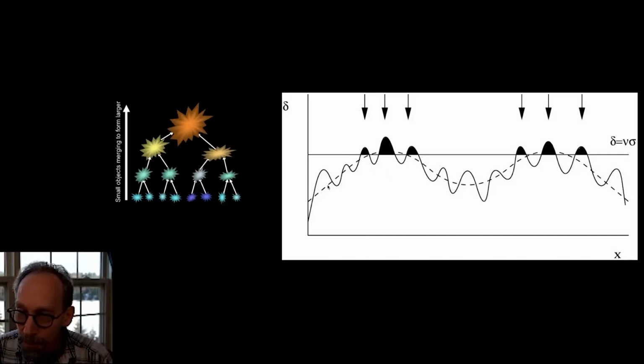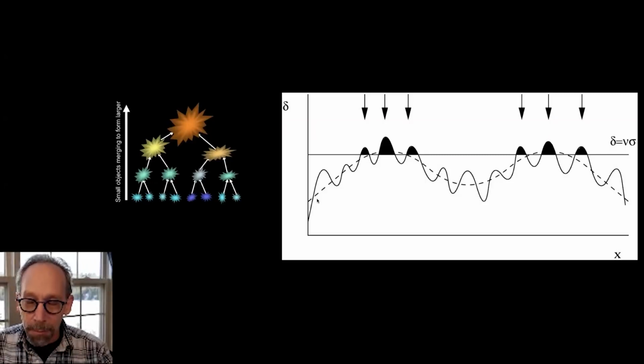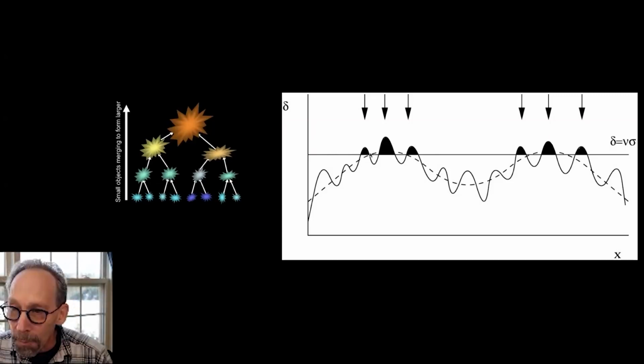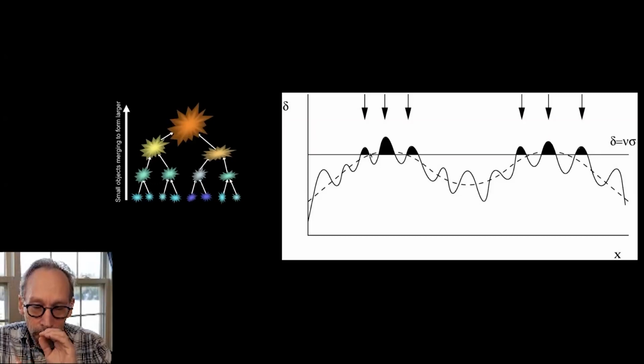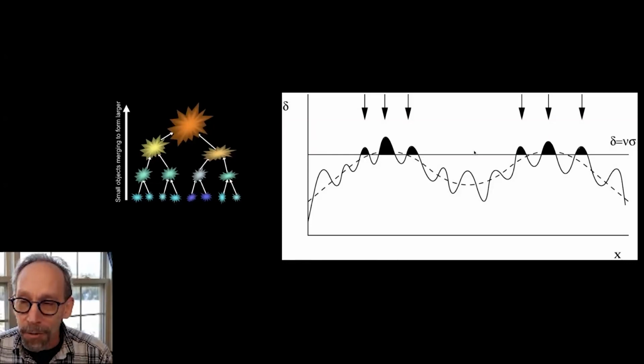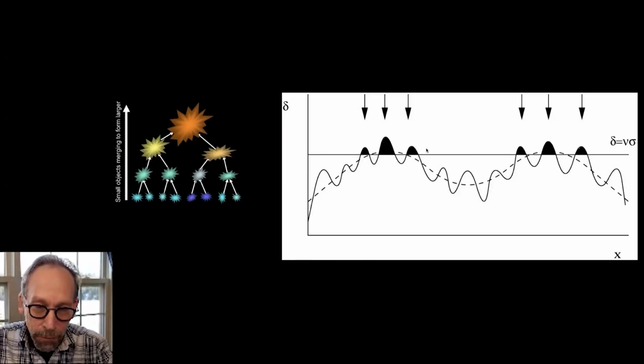Now, the first objects that are going to collapse and become large, that cross a threshold large enough to quickly collapse to form galaxies, are going to be those lumps that have the largest densities at a given time, because those objects that have the largest density at a given time will want to collapse.